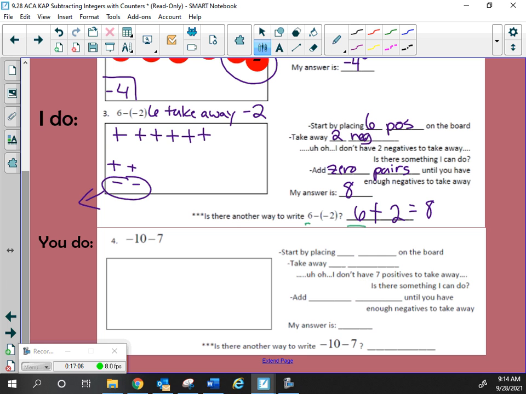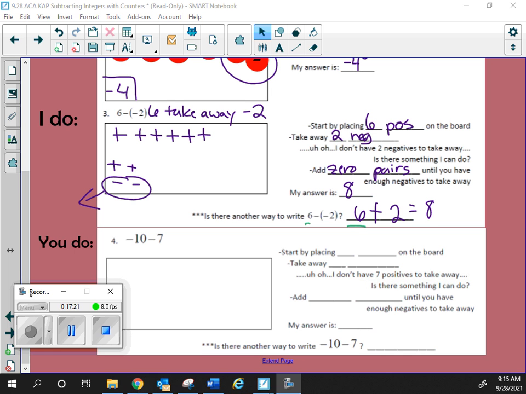Okay, so I'm going to let y'all try. I know it's a little weird for y'all. That's okay. It's going to be weird, okay? But try this next one out. Try modeling it, setting out the first number, saying, okay, I need to take away this many. Use zero pairs if you need to. Pause and play when you're ready together.